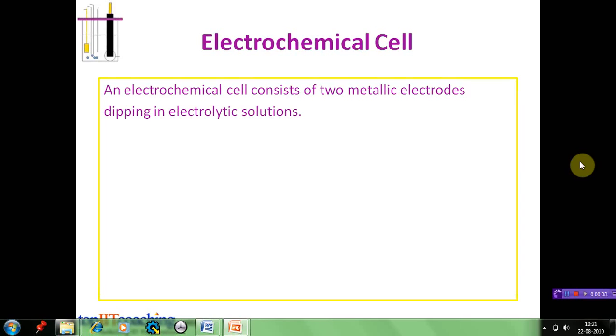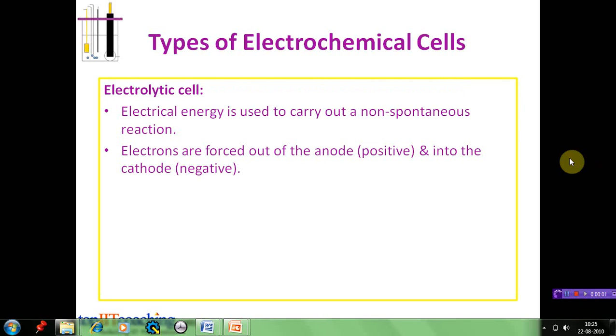The second type is the electrochemical cell, which consists of two metal electrodes which are dipped in electrolytic solution. It can further be classified into two types. First is the electrolytic cell and the second is the galvanic cell. We will discuss these two cells one by one.